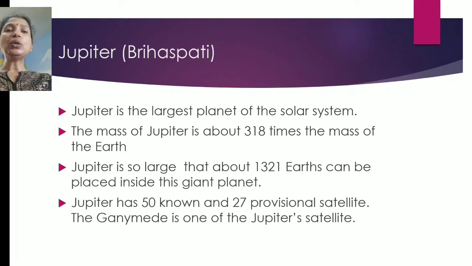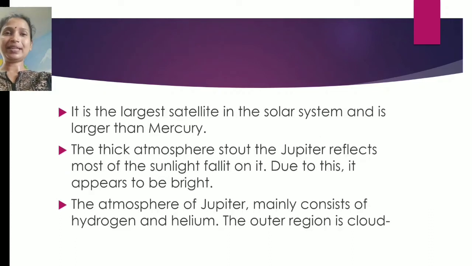Jupiter has 50 known and 27 provisional satellites. 50 are there and 27 are still provisional. So such a huge number of satellites Jupiter is having. Ganymede is one of Jupiter's satellites. It is the largest satellite in the solar system and is larger than Mercury. Just as Jupiter is the largest planet, its satellite Ganymede is also the biggest satellite in this solar system.